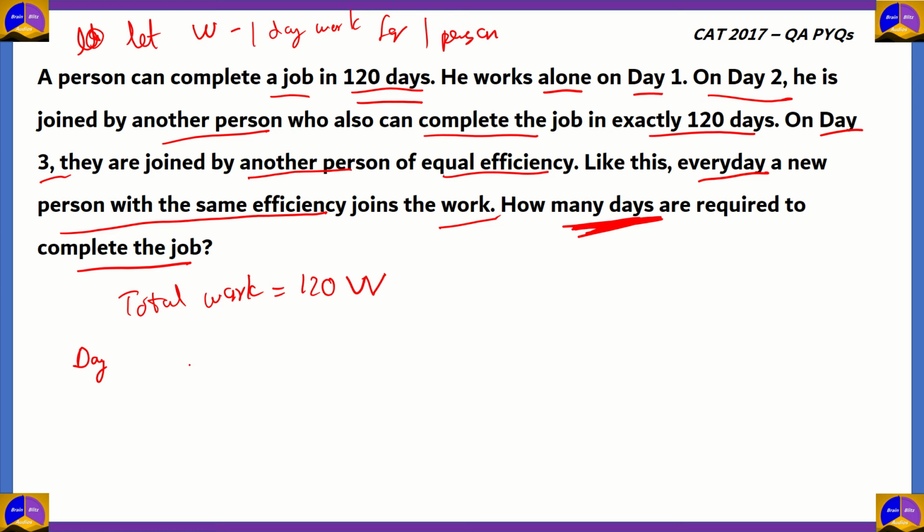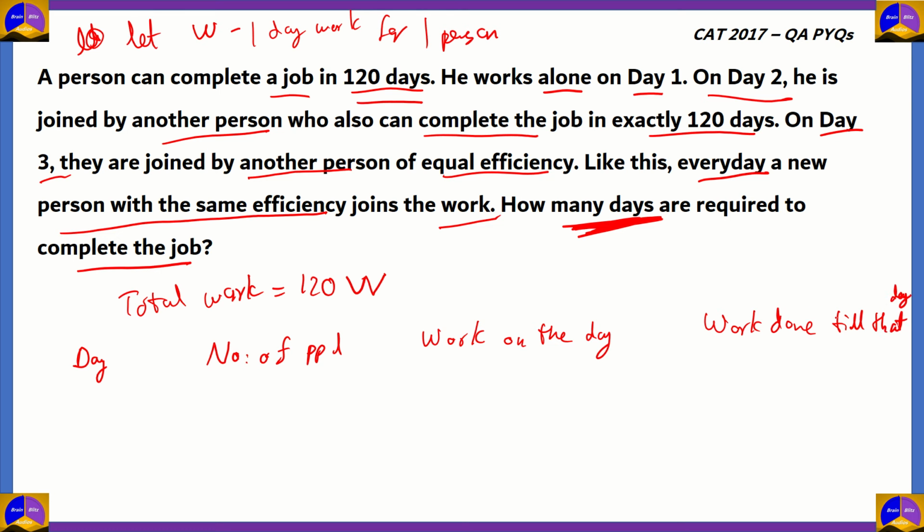So for the table, we have the columns: day, number of people, work done on the day, and work done till that day. Now, in case you're wondering, those are two different values. We'll see why in a minute.